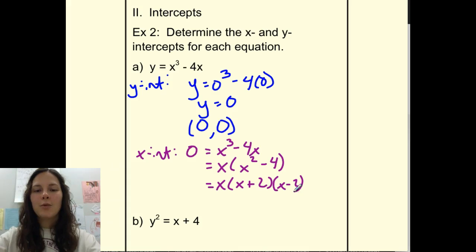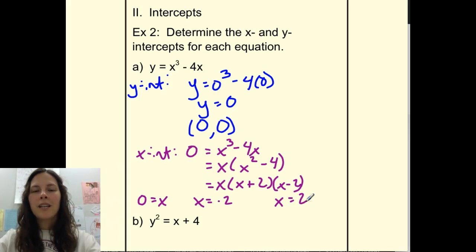And setting each piece equal to 0, I get x equals 0, I get x equals -2, and I get x equals +2. So this one has 3 x-intercepts. We already had the x-intercept of 0, 0 from our y-intercept as well. And now we have -2, 0, and 2, 0 as well for our other x-intercepts.